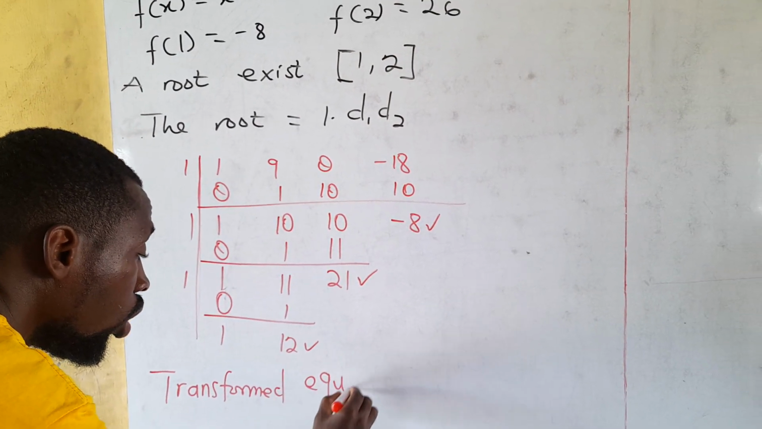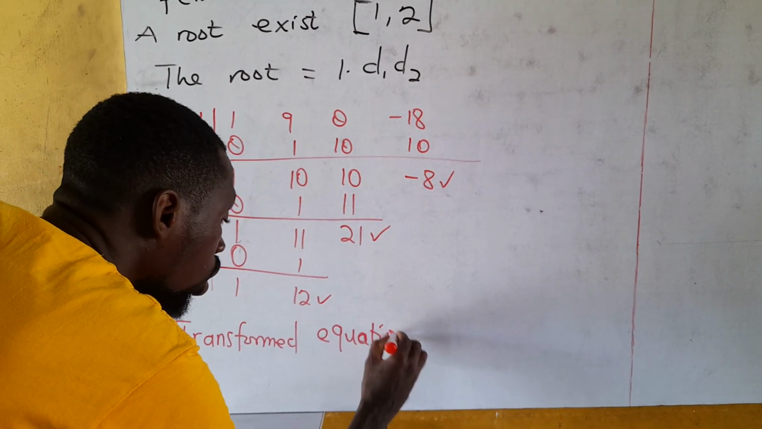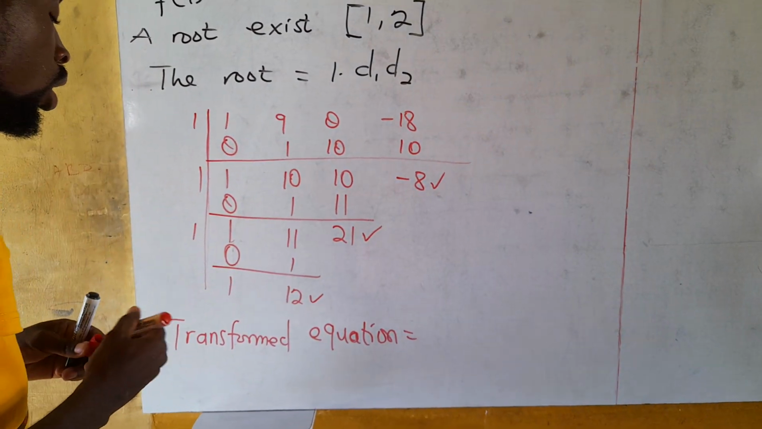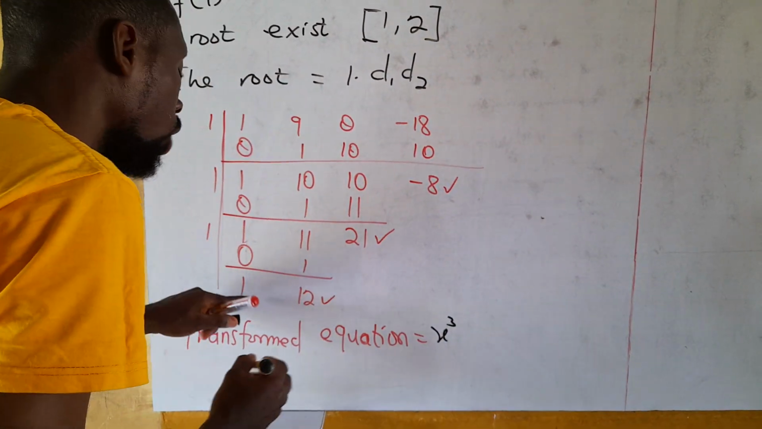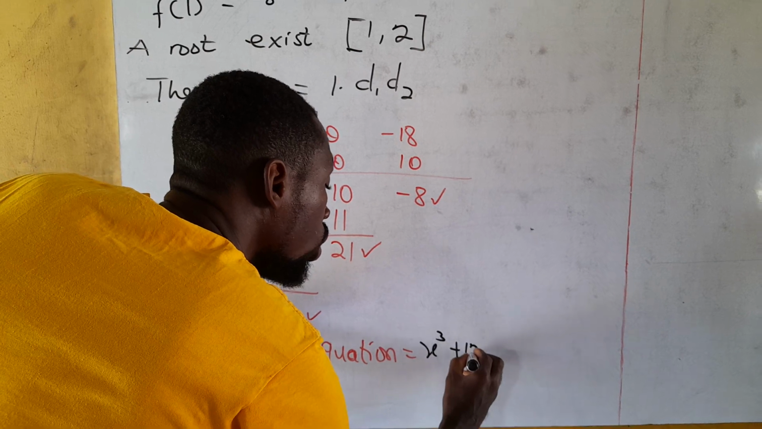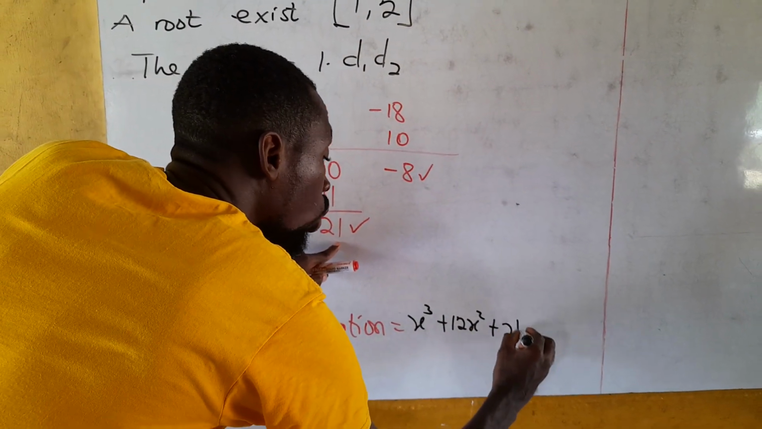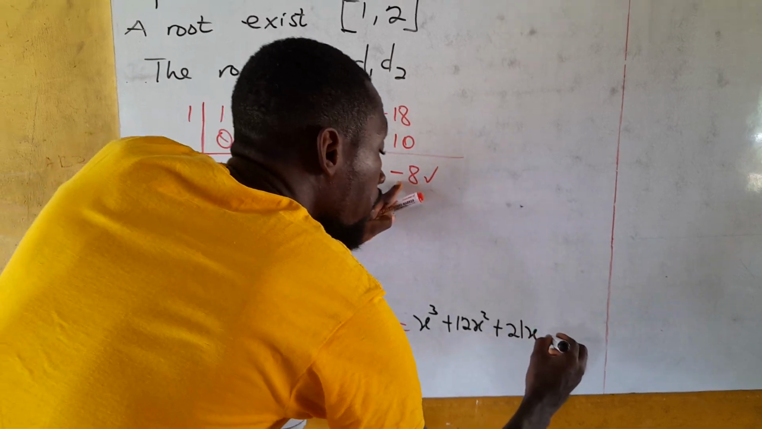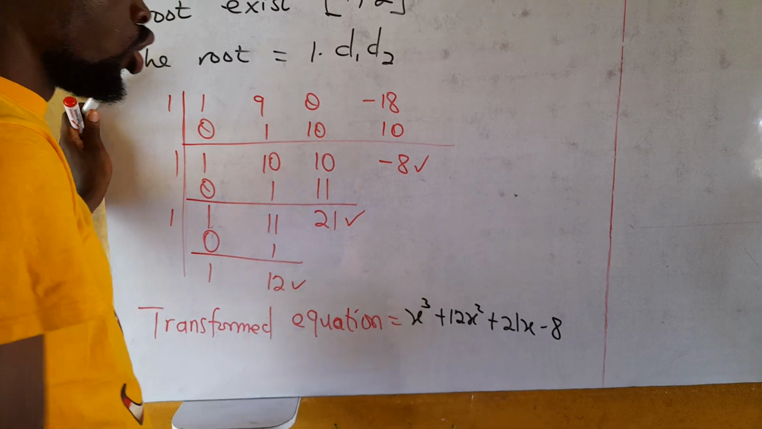So our transformed equation, our transform function, will be equal to, the coefficient here is x, so x cubed plus 12x squared, then plus 21x, then minus 8. That's our transform equation. How do we get a new equation?